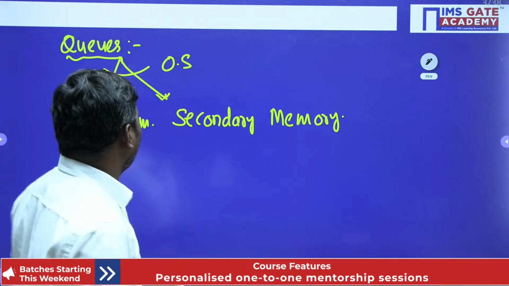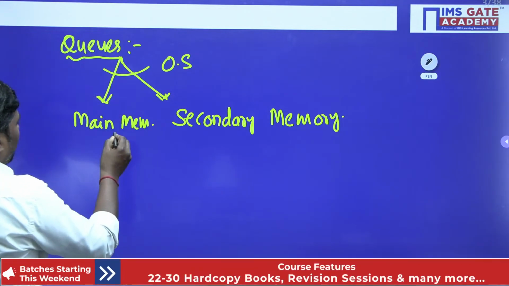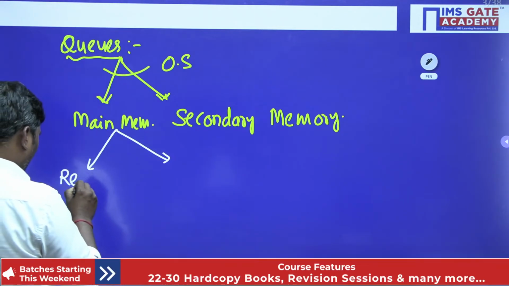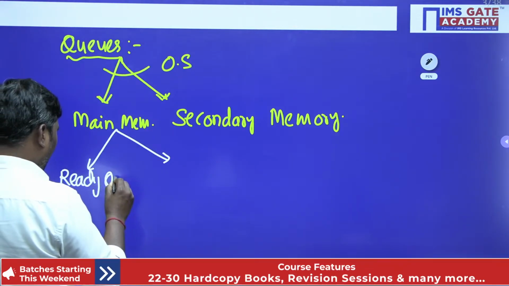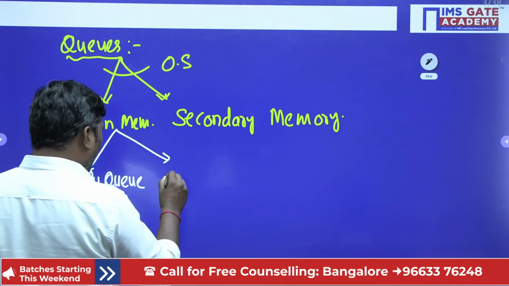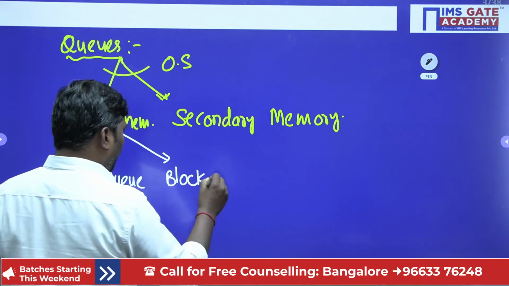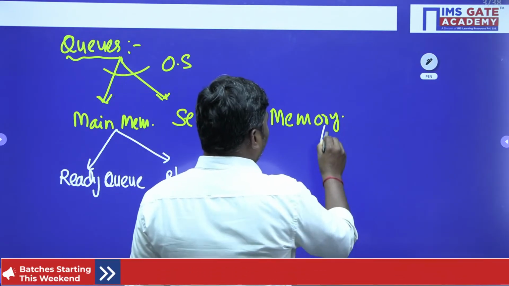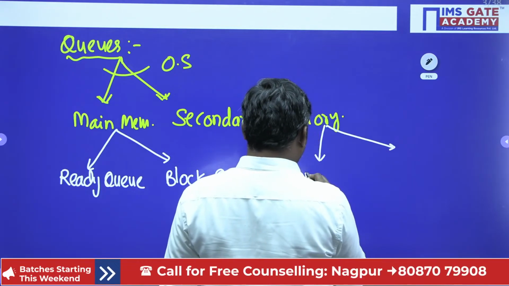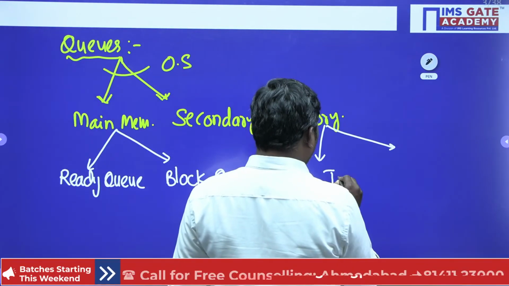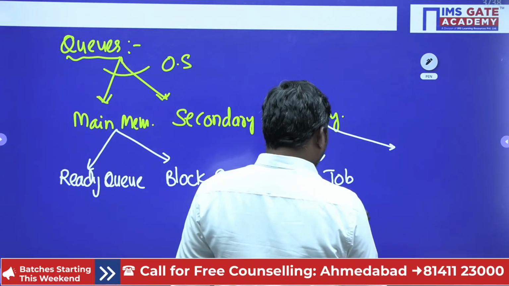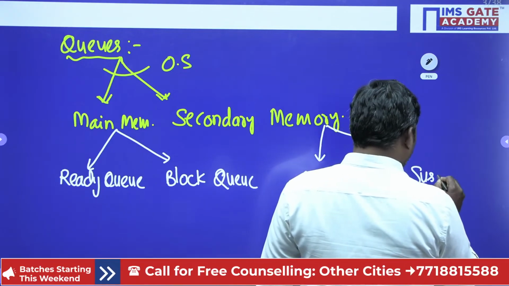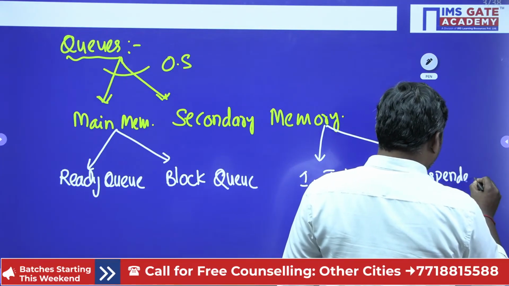Other aspects we will also observe. In main memory, there are two types of queues. One is the ready queue, and the other is the block queue. In secondary memory, there are two types of queues. One is the job queue, and we will see each purpose individually. The second one is the suspended queue.